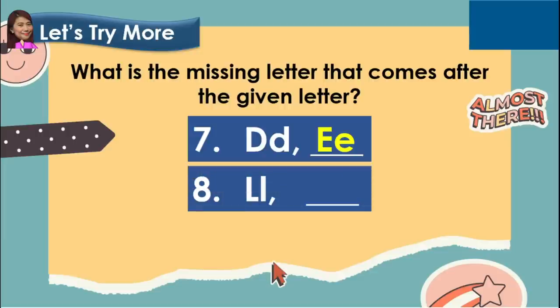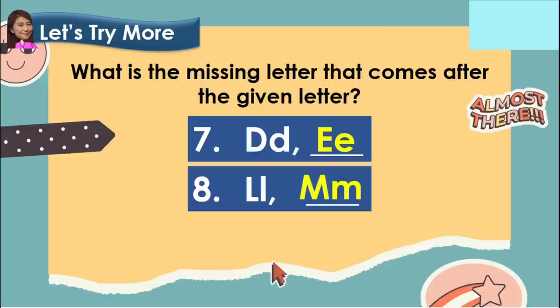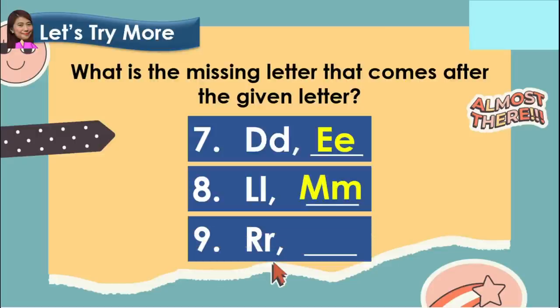Number 8, L blank. What is the missing letter that comes after letter L? And the correct answer is M. And number 9, what is the missing letter that comes after letter R? And the correct answer is S.